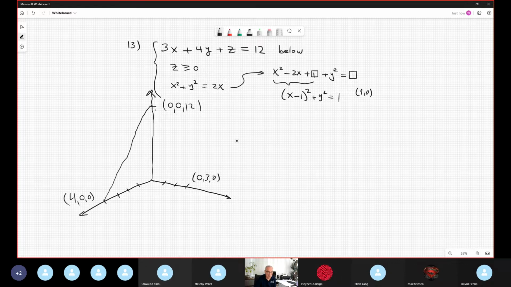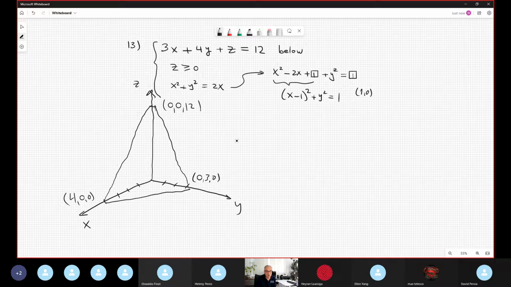It's a triangle formed by that plane inside the first octant. The first octant. The problem says first octant. Now this is y, this is x, this is z.